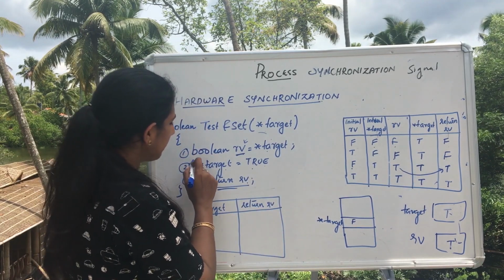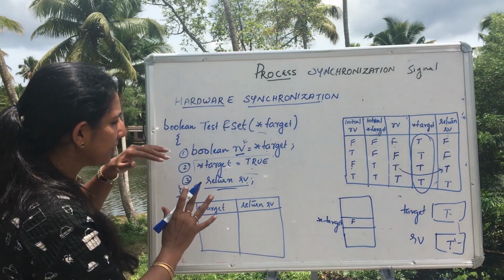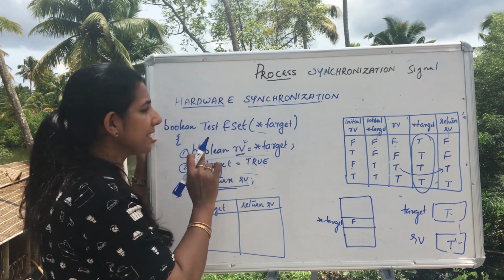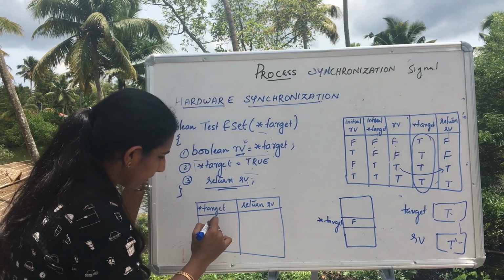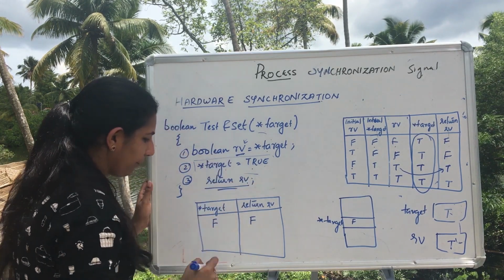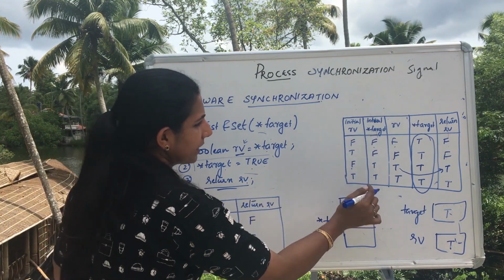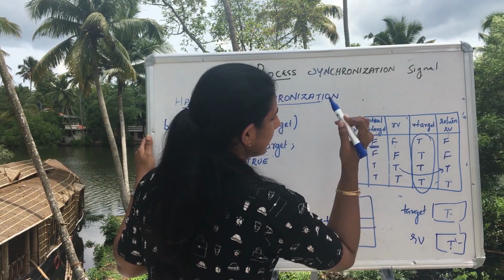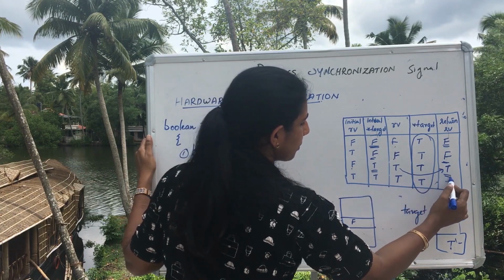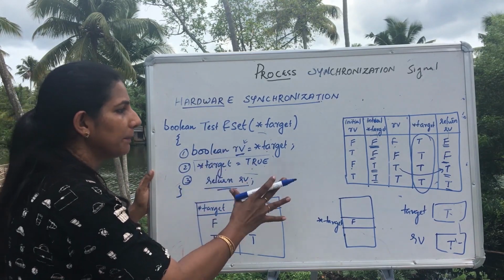Anyhow, after line number 2, you can see that the target is always set to true. So according to the definition, the return value of RV is used to test and set the condition. So I have written over here, if the initial value of target is false, the return value will also be false. If the target is initially true, the return will be true. So from here you can see that if the initial value of target is false, the outcome is false. Here also false, here also false. When it's true, here true, here true. So this is the base concept we are going to use in the implementation part.